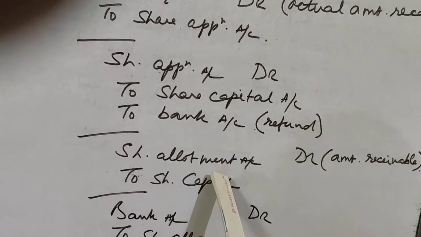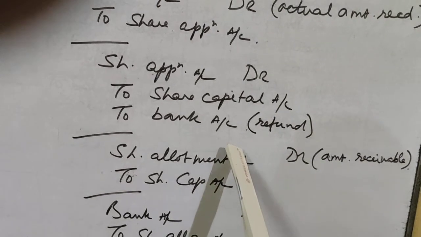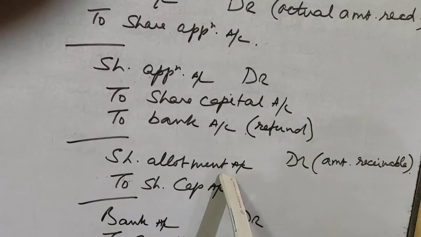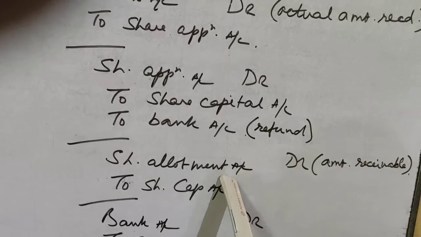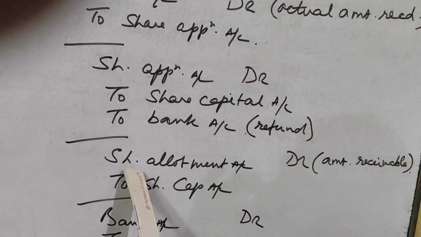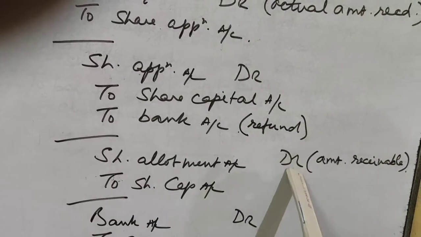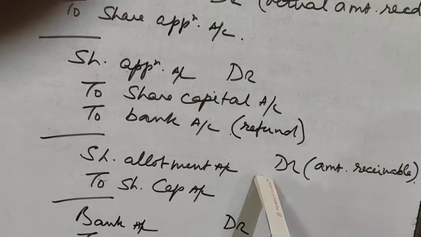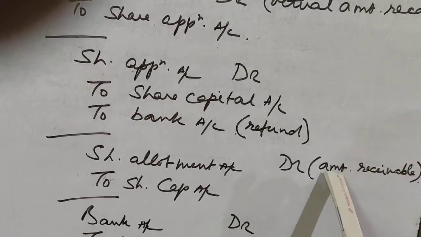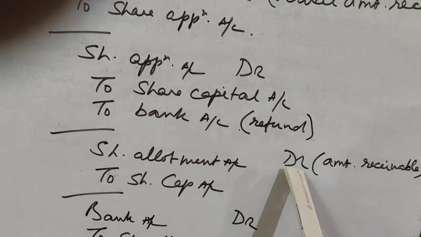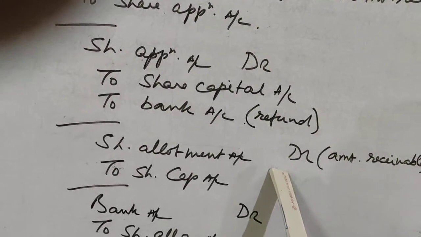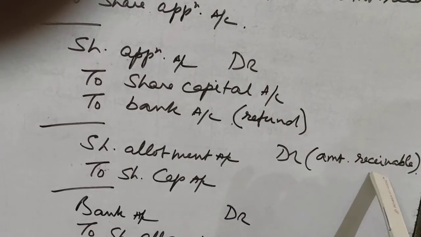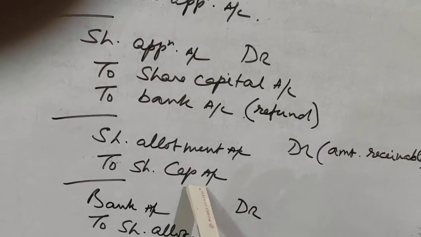Then again the board of directors will sit and pass the resolution to ask for the allotment money. Now let us say in this case the allotment money decided by the company is rupees 3. Then the entry that will be passed in the books of the company will be share allotment account debit with the actual amount receivable by the company. So the number of shares allotted by the company into the allotment money per share. Like say 50,000 shares the company has allotted, and 3 rupees is the allotment money. So 50,000 into 3.